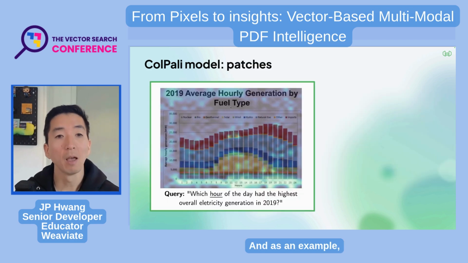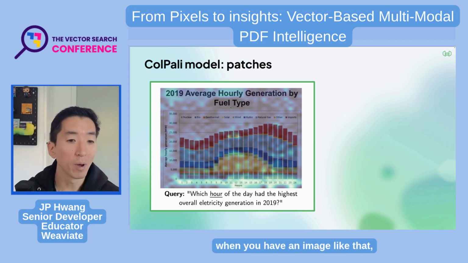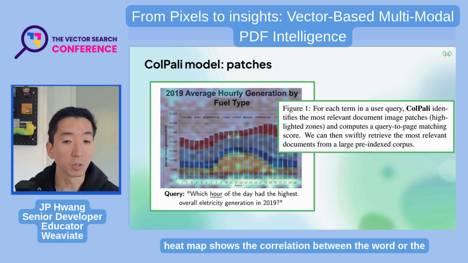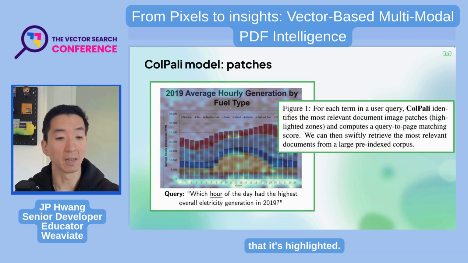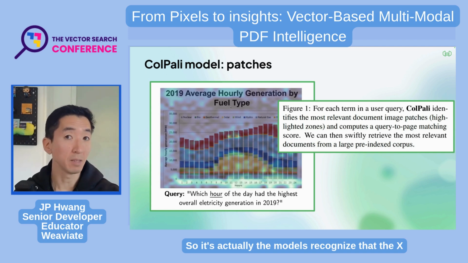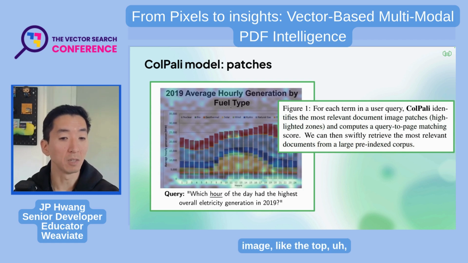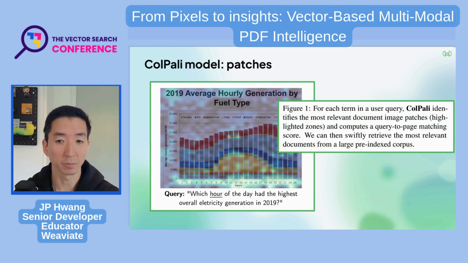This is showing just 4 patches per image, but in reality, you're looking at hundreds or probably like 1,000 patches per image. And as an example, this is an example that they use in the Multi-Modal paper. When you have an image like that and you run a query, hey, which hour of the day had the highest overall electricity generation? This heat map shows a correlation between the word or the token hour and what parts of the image that it's highlighted. So it's actually the models recognize that the x-axis, which shows the number of hours, correlated very highly with the query term hour. And you can also see the same thing with certain parts of the image, like the top header where it talks about hourly generation.